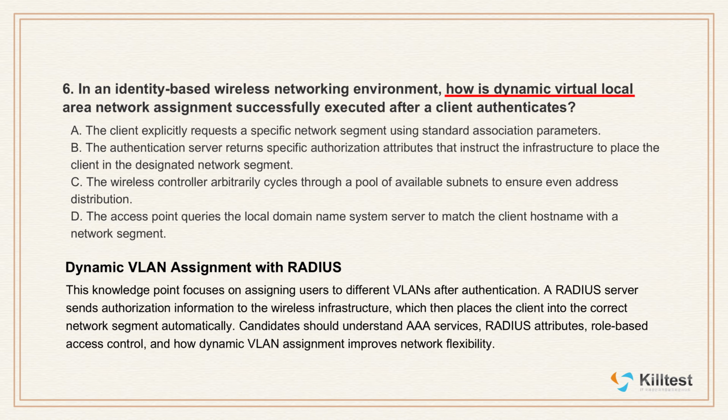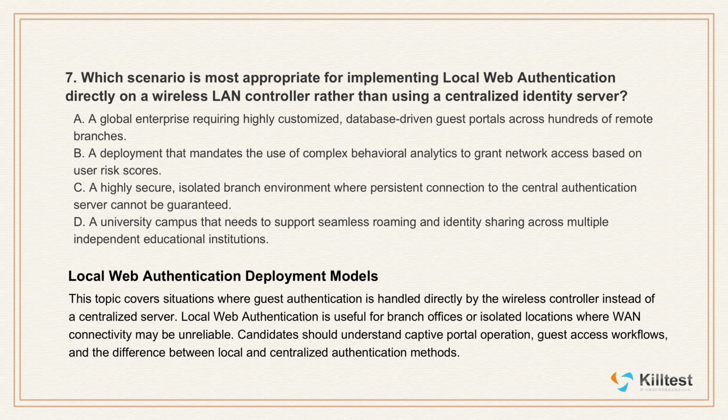Okay, so the authentication server acts as the central bouncer, securely placing users. But what if that central bouncer is completely unreachable because a remote branch loses its connection to headquarters? The classic WAN outage scenario. Let's read question 7. What is the most appropriate scenario for implementing local web authentication on a wireless LAN controller?